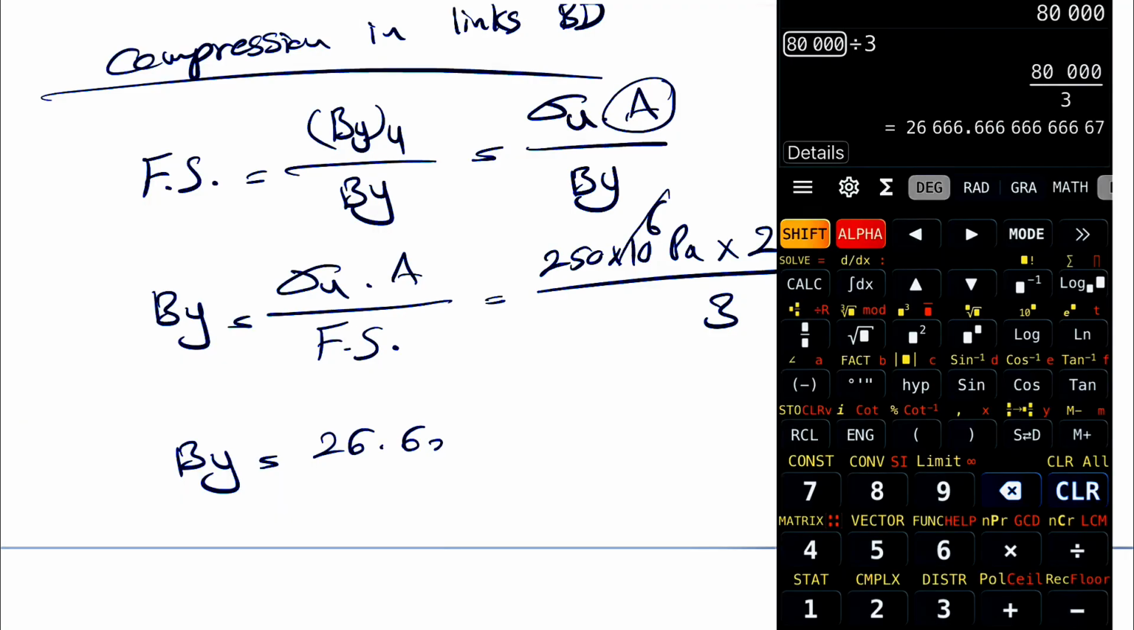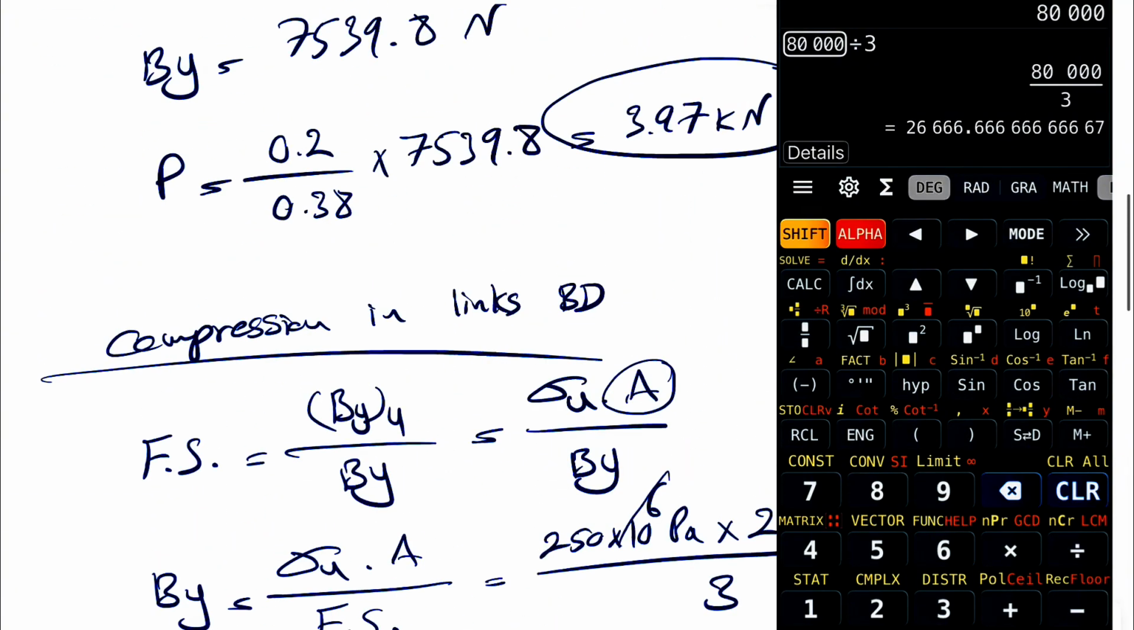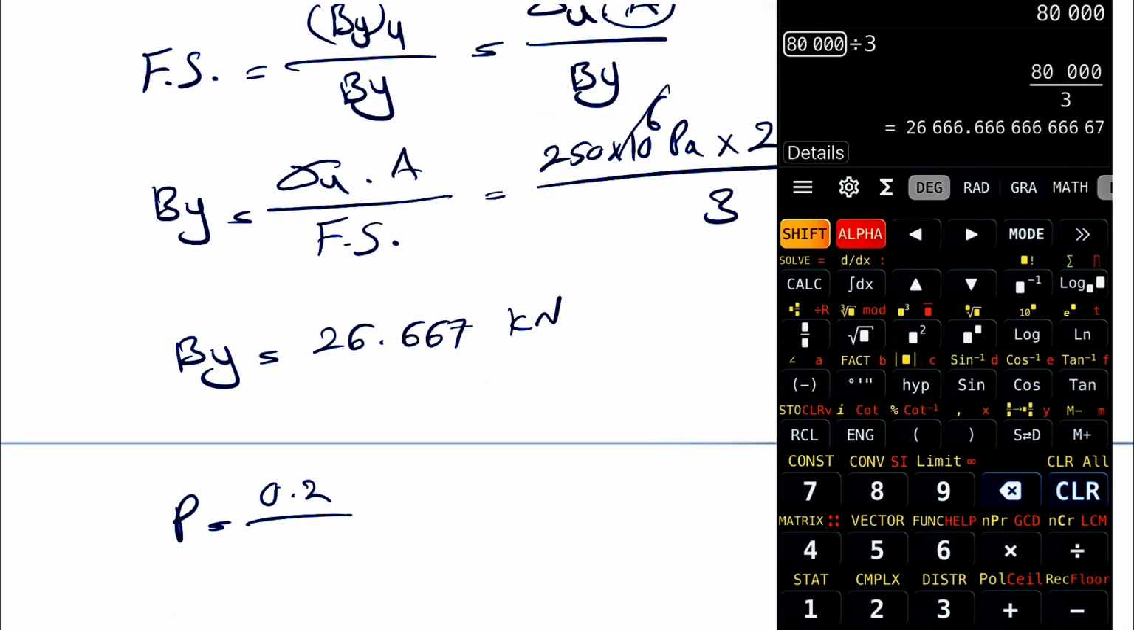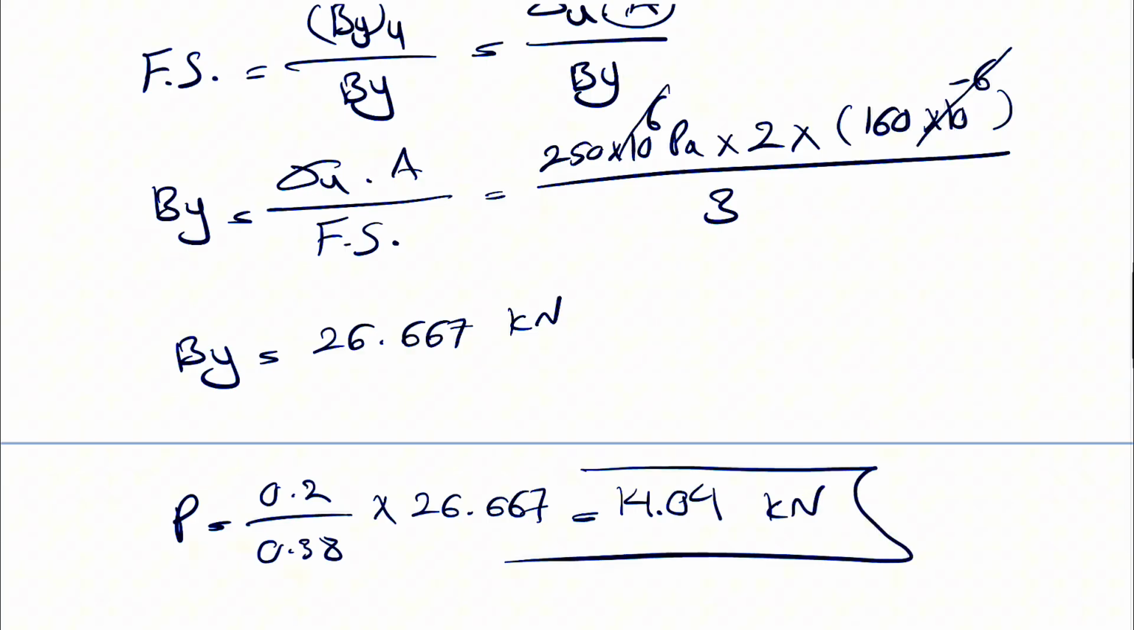So that's going to be 26.667 kilonewtons. So our P in here would be the same as the previous part, since we are dealing with By, 0.2 divided by 0.38, 26.667 divided by 0.38, and that's going to be 14.04 kilonewtons, and that would be the last force P that we get.